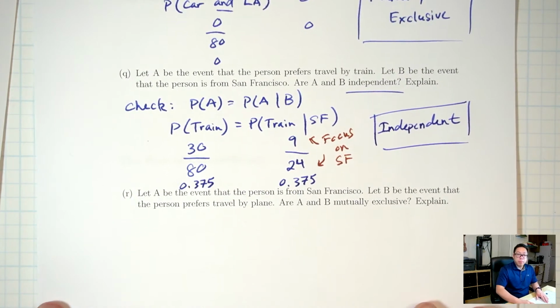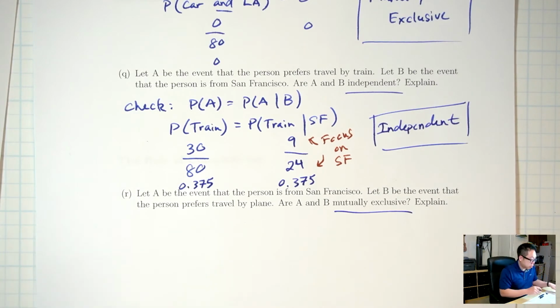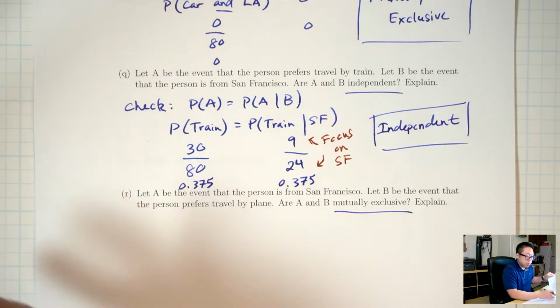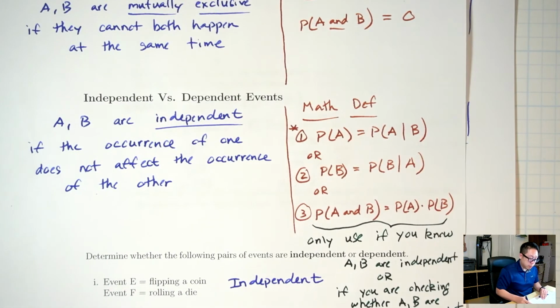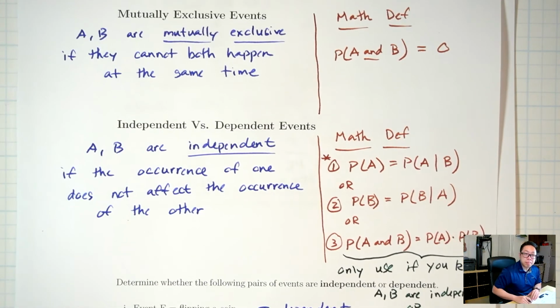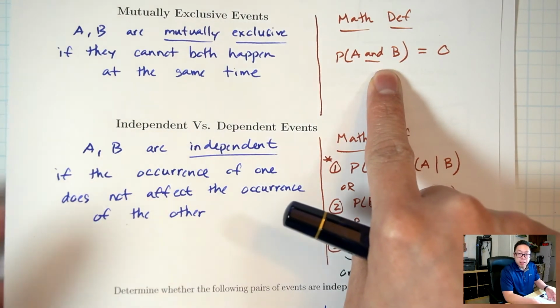Let A be the event that the person is from San Francisco. Let B be the event that the person prefers travel by plane. Are A and B mutually exclusive? All right, so mutually exclusive. Which equation should I be checking? We should be checking this one. So probably P(A and B) equals 0.